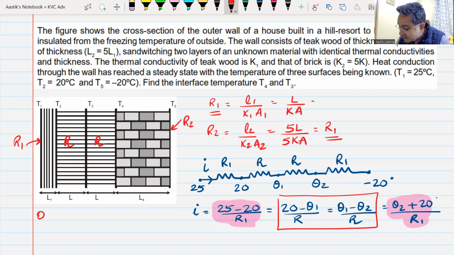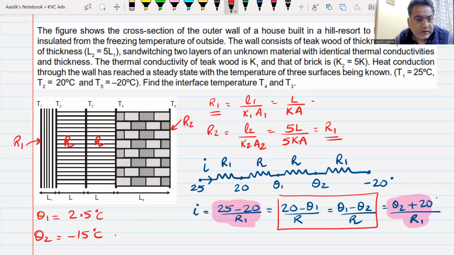The answer that I have, theta 1 is 2.5 degrees Celsius and theta 2 is minus 15 degrees Celsius. These are the answers that we are looking at. I'm giving you a minute to note this down. Let's move ahead. We solve this one.